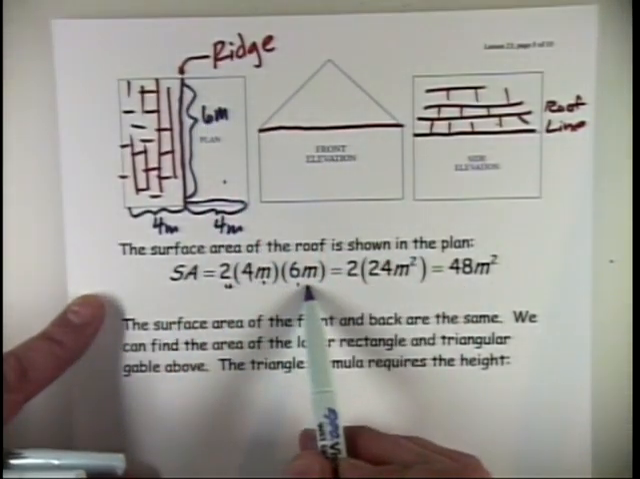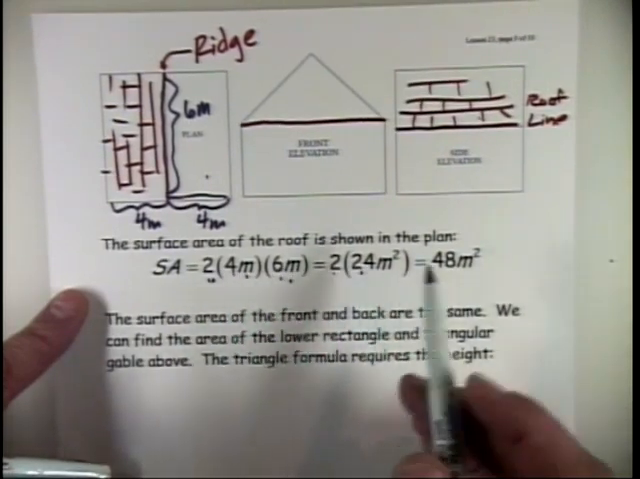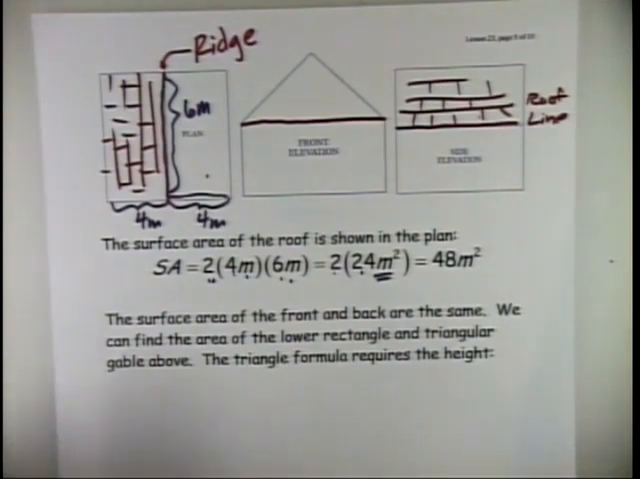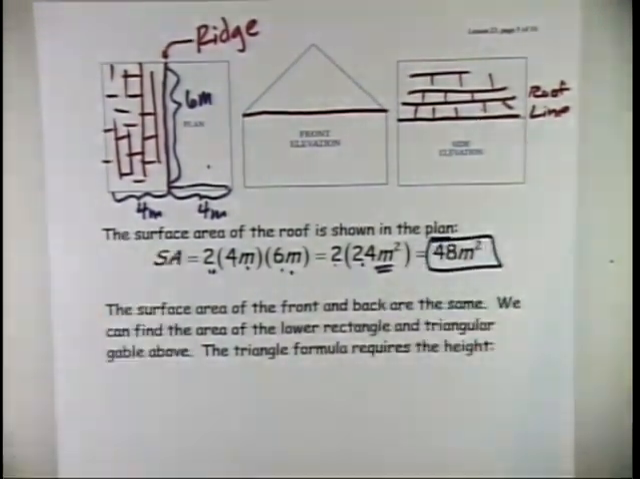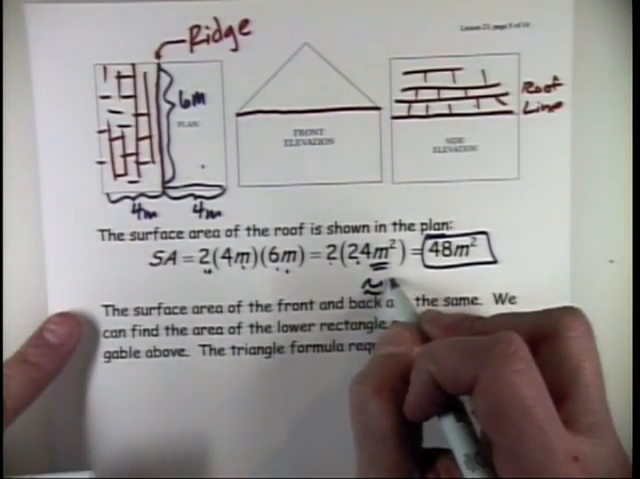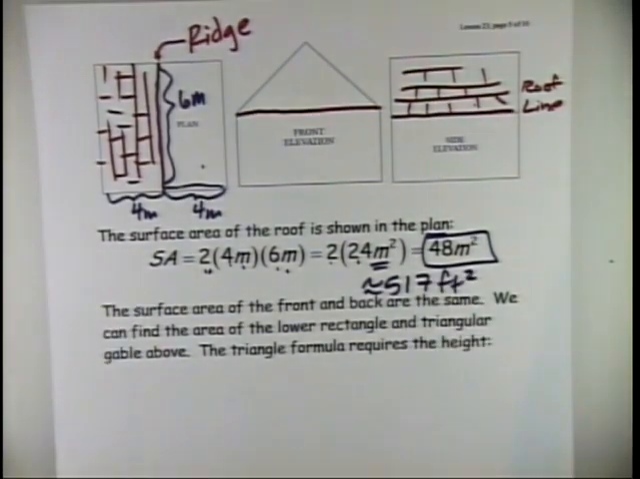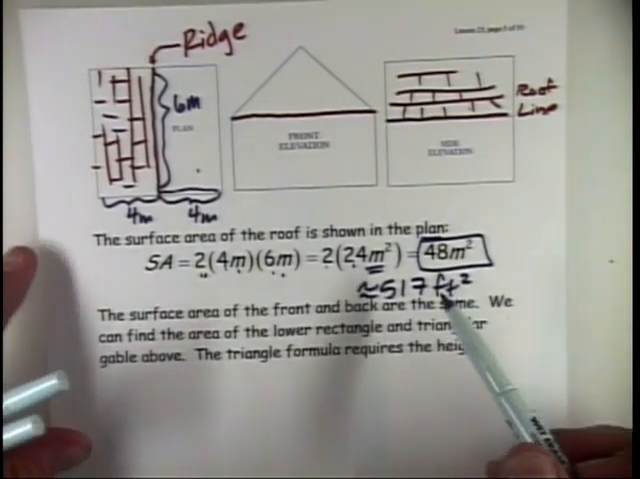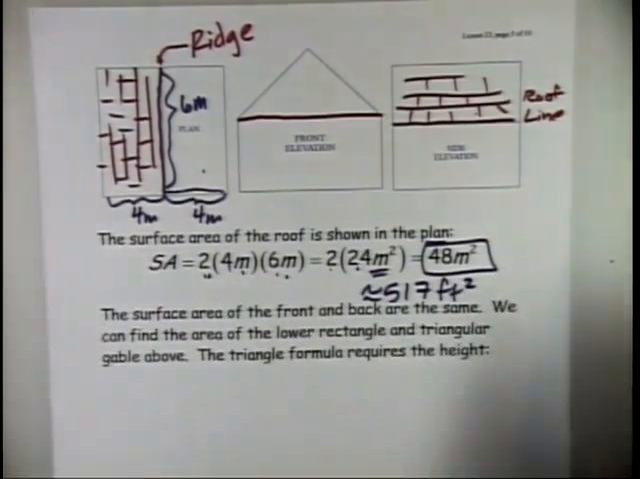4 meters times 6 meters. Well, that's 2 times 6 times 4 is 24. And again, notice meters times meters is meters squared. That's square units. That's good. Now 2 times 24 is 48. So I know that the roof itself is going to require 48 square meters, which is approximately, if you're interested, about 517 square feet of material. Which means if we go to the store and we're looking for shingles, we're going to need to get enough to cover about 517 square feet of region, of area.